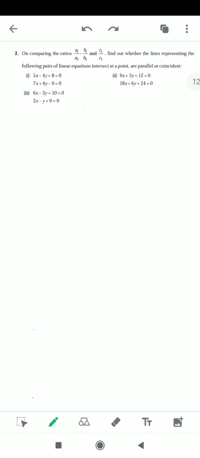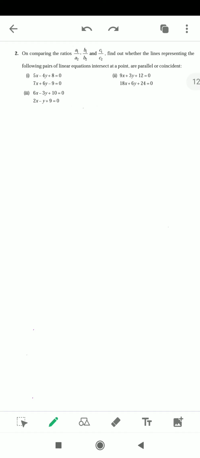So this is exercise 3.2 problem 2. Now there are pair of lines given. We have to find out whether they are parallel or intersecting or coincident. To find out, we have to use the coefficients: compare the coefficients of the given pair of lines and find out whether they are parallel, intersecting or coincident.